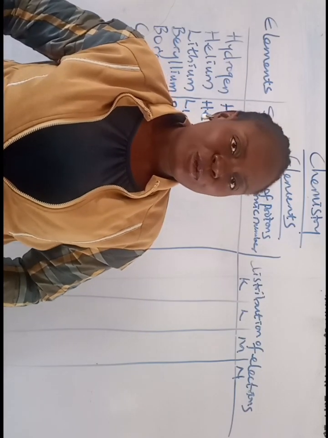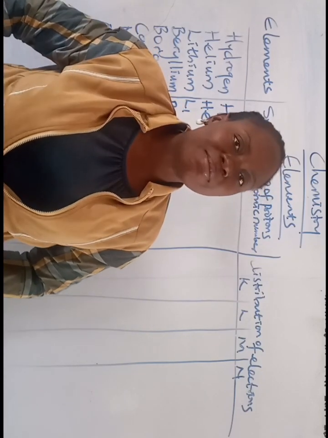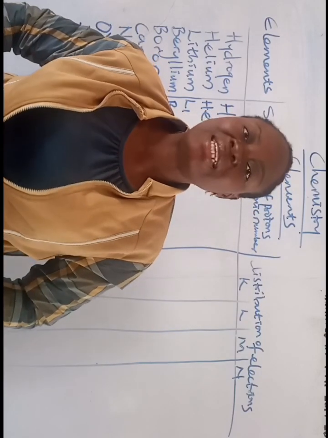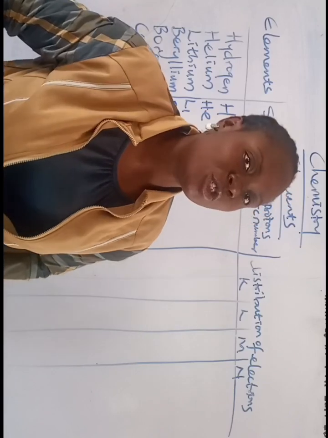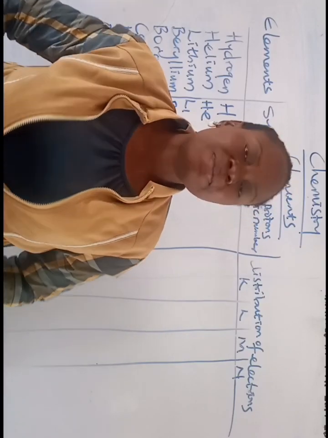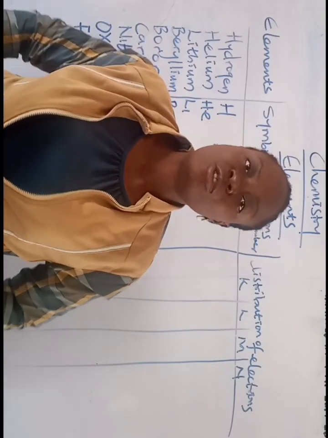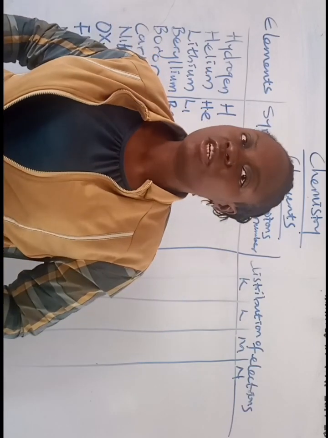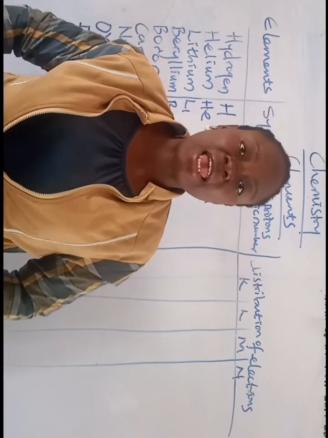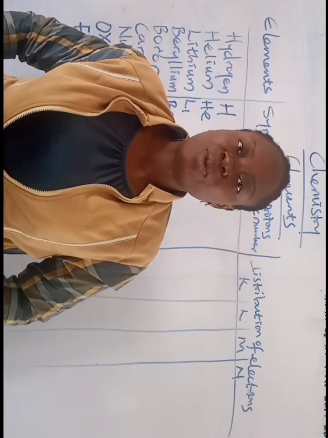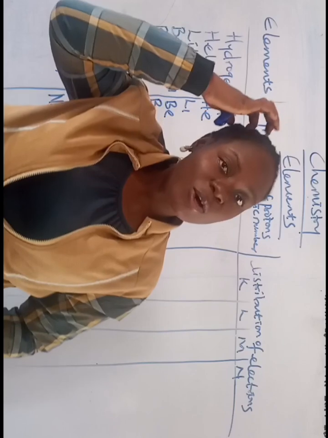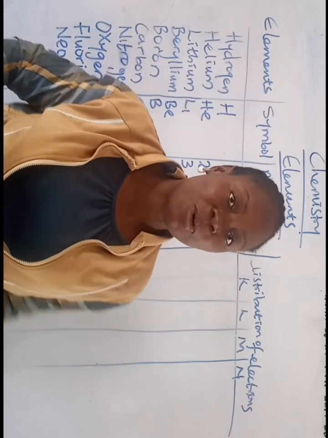So I'm going to show you the atomic number, the symbols, and we are going to do the shell distribution of electrons. We have two types of shell distribution. You can distribute your electrons in the K-L-M-N shell, or we use the SPDF notation. So this morning we are going to do only just 10 elements on the board.